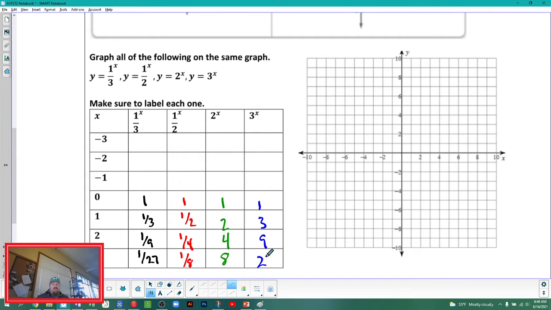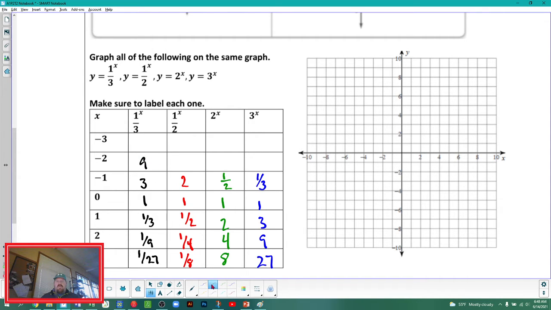I've worked with them enough now that I feel pretty confident there. Okay. Now, for the negatives, we dealt with these earlier, and these were the idea of flipping the fraction over. So we're going to see a lot of similarities in the numbers that we get. 1/3 to the negative 1 power is 3. 1/2 to the negative 1 power is 2. 2 to the negative 1 power is 1/2. And 3 to the negative 1 is 1/3. So you can see the pattern that's going to evolve here.